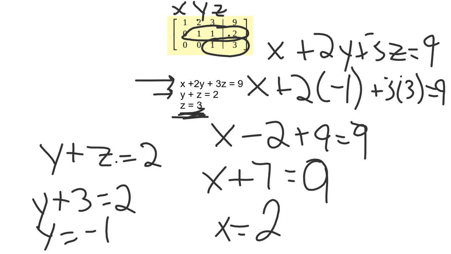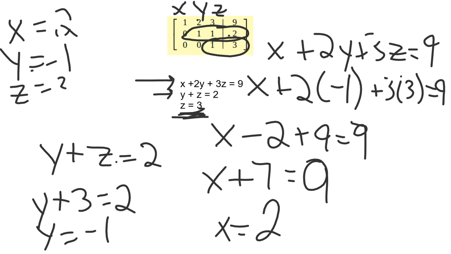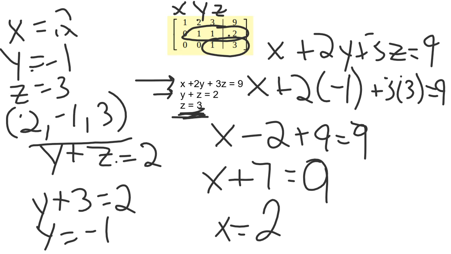x equals 2. So I could say my solution to this system would be x equals 2, y equals negative 1, z equals 3, which can be written as (x, y, z). And that's how I solve a system of 3 equations with 3 variables.